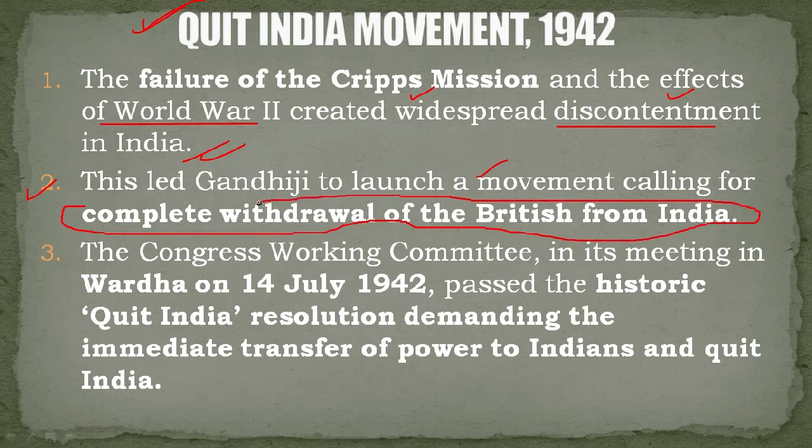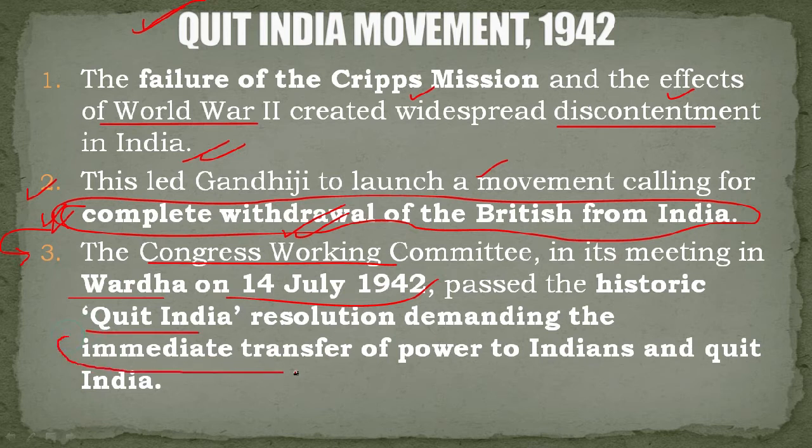Okay, now the movement was taking a serious turn. Here we see that Gandhiji launched a movement calling for complete withdrawal of the British from India. Therefore, in this light, we see that the Congress Working Committee in its meeting in Wardha on 14 July 1942 passed the historic Quit India resolution demanding the immediate transfer of power to Indians and quit India. So what was this resolution all about, students? We see this resolution was all about demanding the immediate transfer of power and the British quitting India. Clear?